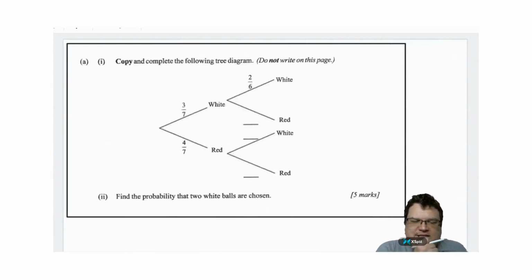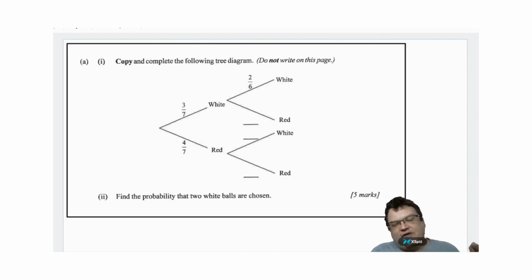So here's A. Now notice it says copy and complete. It does tell you again, do not write on this page. In section B of the exams, you're expected to create your answers on lined paper separately. Don't forget to do that. They genuinely will not mark anything you put here. It won't be sent to the examiner.